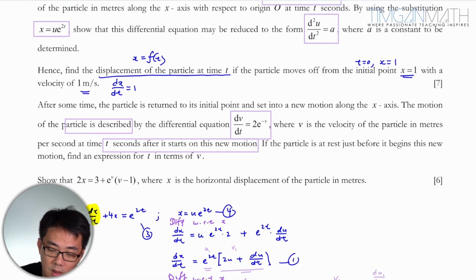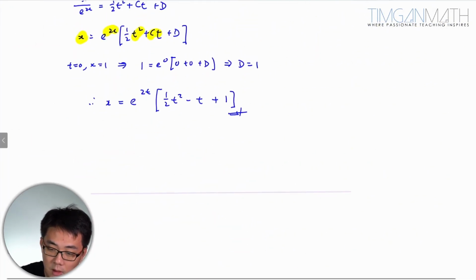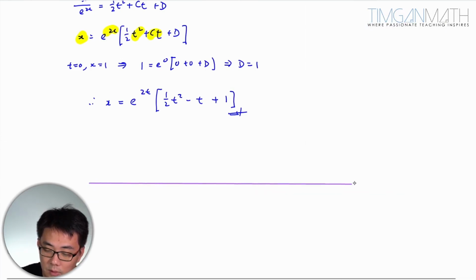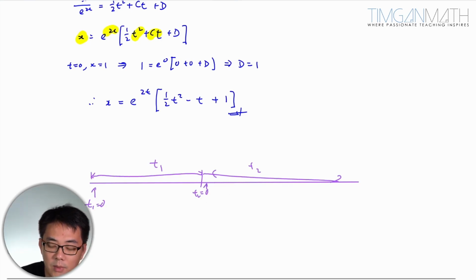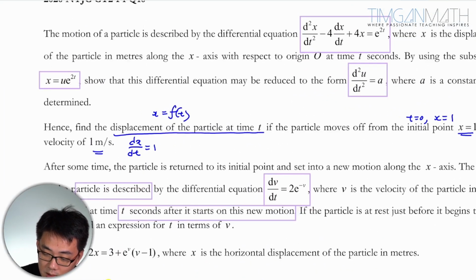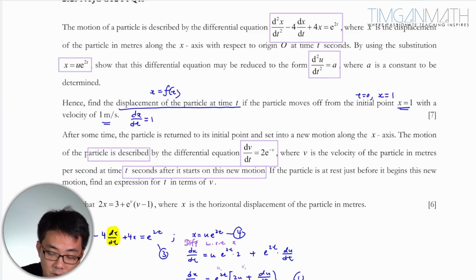So now, if you return back, the first half of the journey, you go back. So this is another set of t1, then this is t2. This t2 will start from t2 is 0 here, then this is t1, 0 here. Just remember that it resets because it says it starts from the new motion. If the particle is at rest just before it begins the new motion, find an expression of t in terms of v. So this will be a piecewise function, I believe.